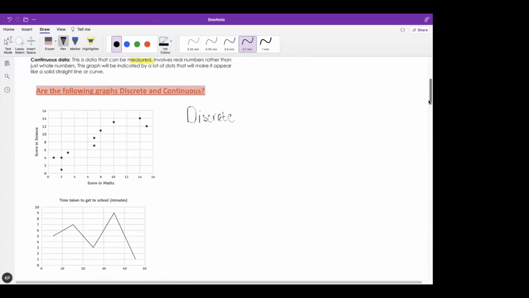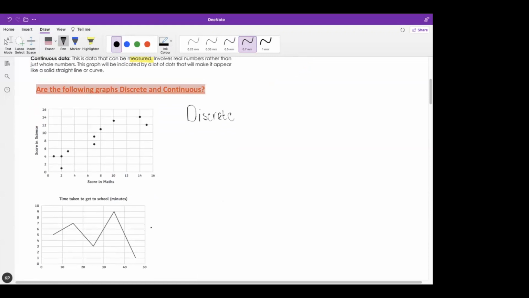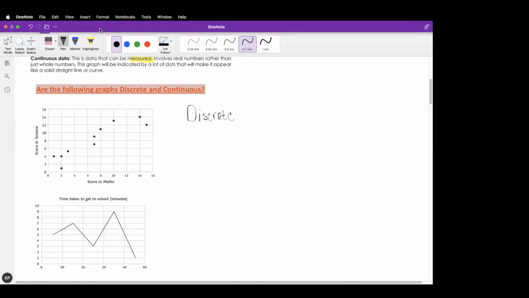Let's go to the next one. This is a graph that shows the time taken to get to school. This is the time taken to get to school. So is this continuous data or is it discrete data? And give me a reason why you say it is continuous or discrete. Let's go. Continuous or discrete, and a reason.